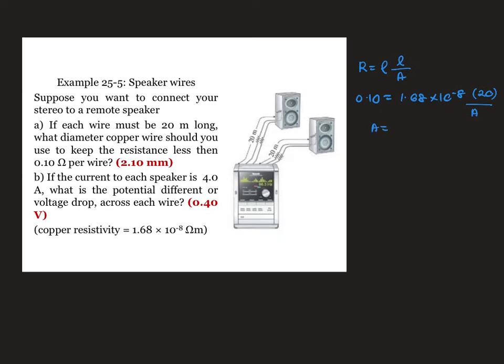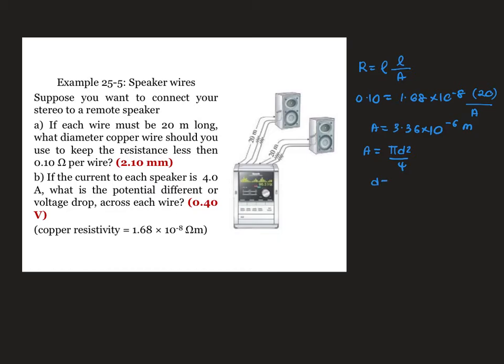So we find the area first, which we are going to get here as 3.36 times 10 to the power of negative 6 square meters. Then for you to find the diameter, you're going to use area equals pi r squared, which is going to be pi d squared over 4.